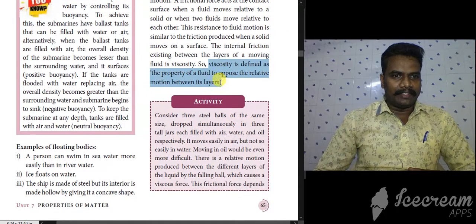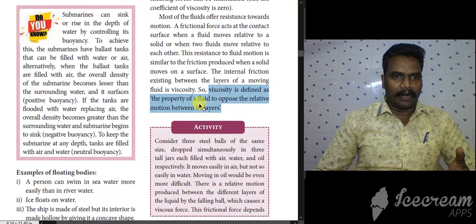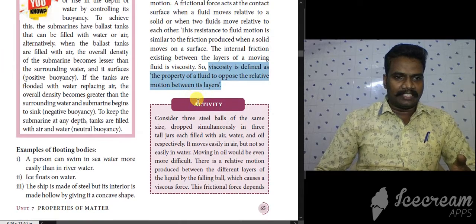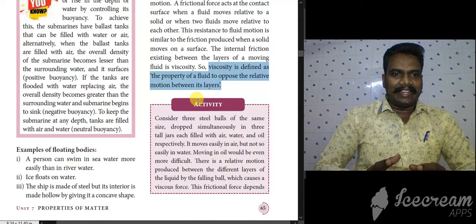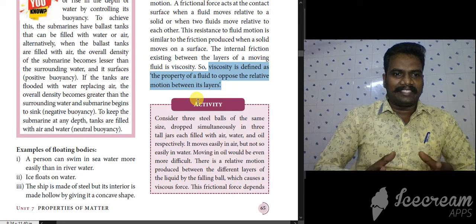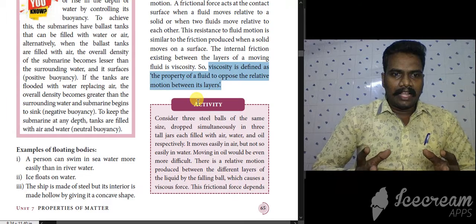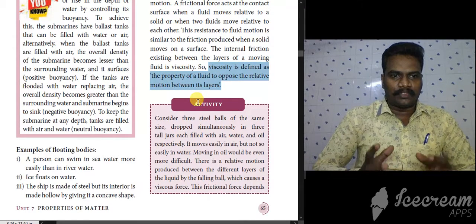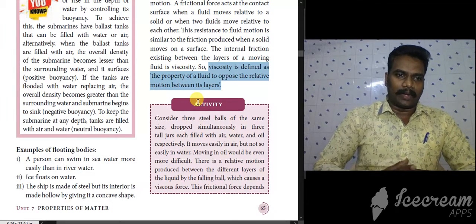The next one, examples of flotation, floating bodies. There are three examples given in your textbook. A person can swim in sea water more easily than in river water because sea water has a greater amount of salt. That is why a person can swim in sea water more easily than in river water.